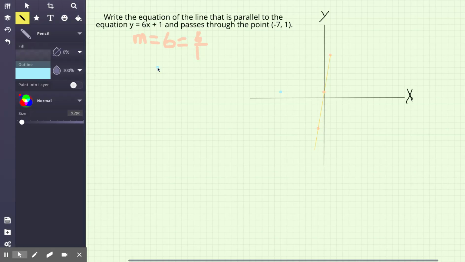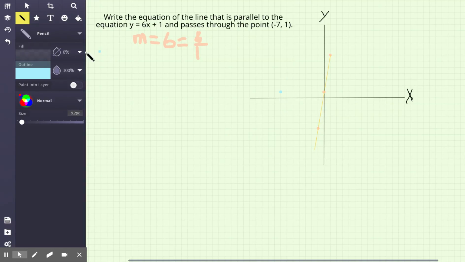And so one thing we need to know is that if a line is parallel to another line, that means that their slopes are going to have to be exactly the same. Because if their slopes are the same, that means they're going to be rising and decreasing at the exact same angle, and they're never going to touch. So they need to have the exact same slope.